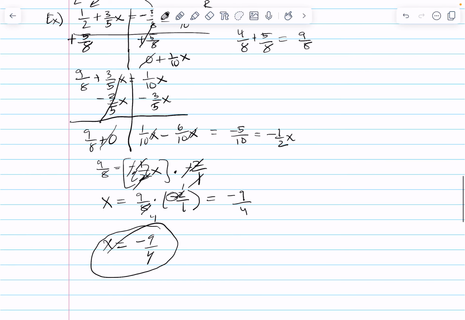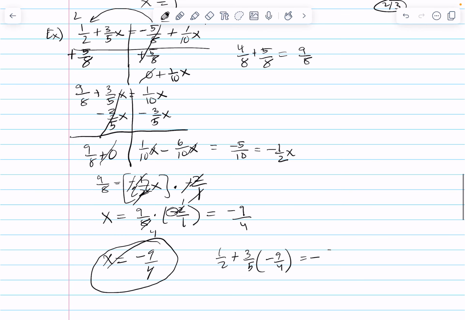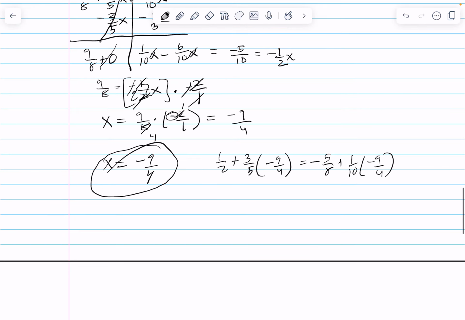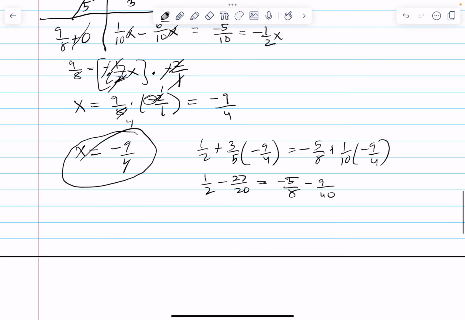Yeah, let's check the answer. It might be a bit complicated, but we will do it. So 1/2 plus 3/5 x. So we substitute that, multiply by negative 9/4. That's our answer. Negative 5 over 8 plus 1/10 times negative 9/4, because that's where the x's were. So let's simplify this further. 3 times negative 9. Sorry, I changed the sign. So the sign will change to minus 27 over 20 equals negative 5/8 minus 9 over 40, because the negatives will change these signs.